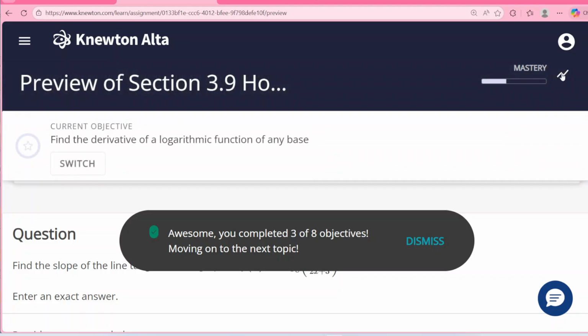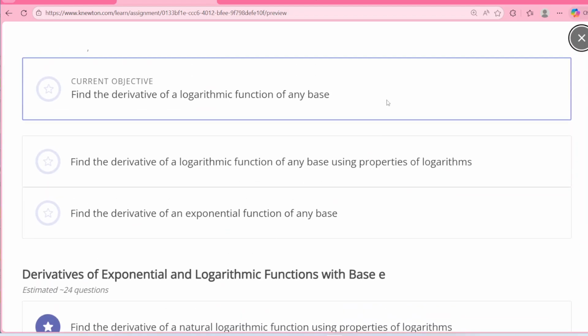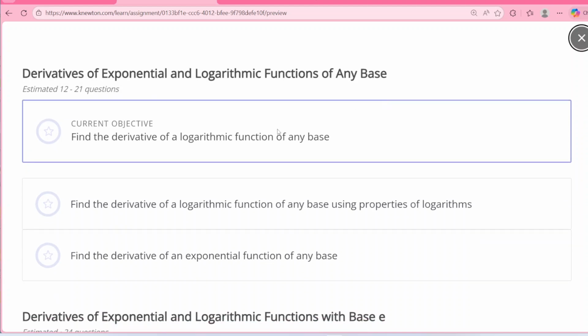All right, if you look back at the activity log, I'm done with that group where everything was base e. So now we're working on when the base is not e. I had those rules up early on in the video before I did any questions. Remember, the derivatives of logs and exponentials when the base wasn't e are very similar to when it was e. You just had to have that natural log of the base factor in there somewhere. You'll see.